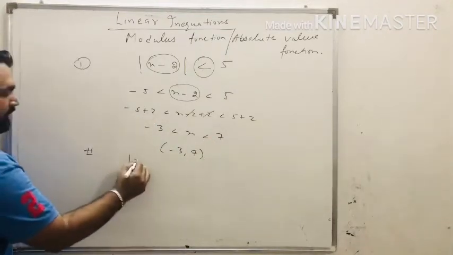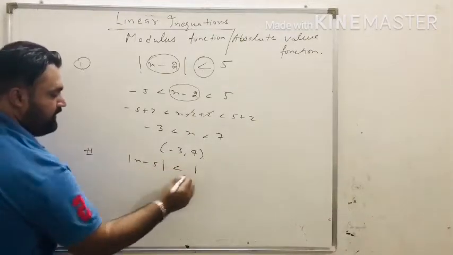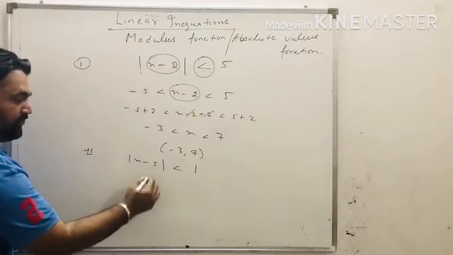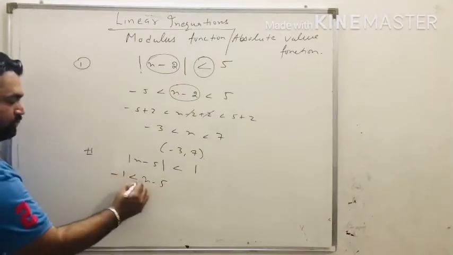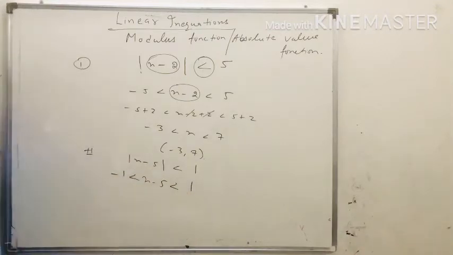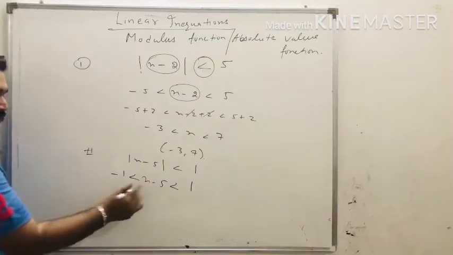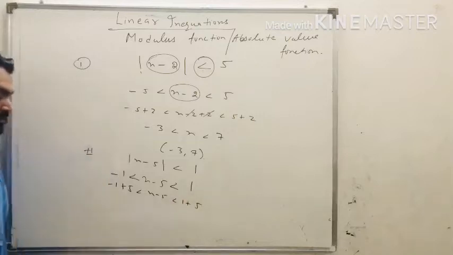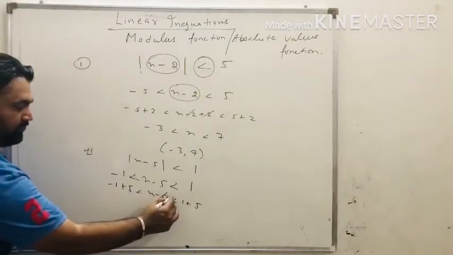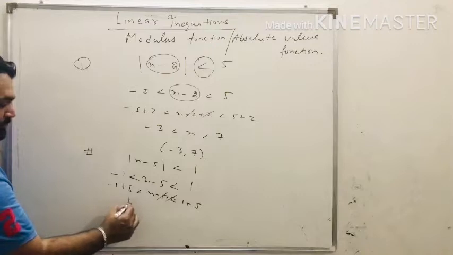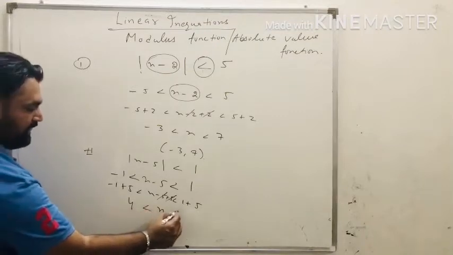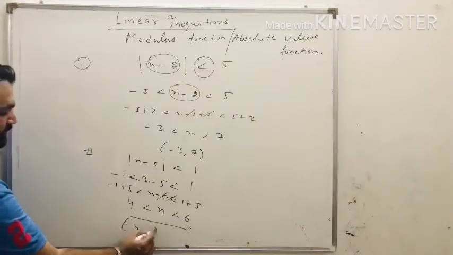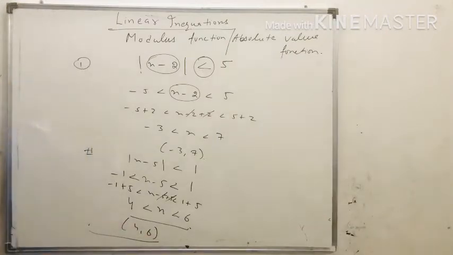For example, modulus of x minus 5 less than 1. Again the sign is less than. So the value of this function becomes minus 1 to 1. But we have to find the value of x. We add 5. So 5, 5 cancel. This becomes 4 less than x less than 6. So the class interval is 4 to 6.